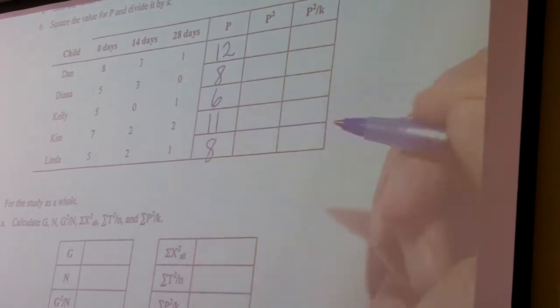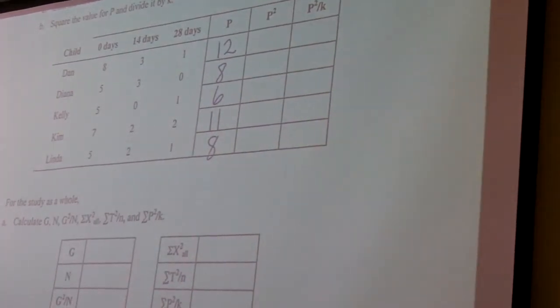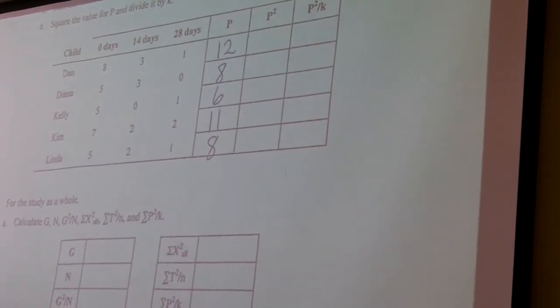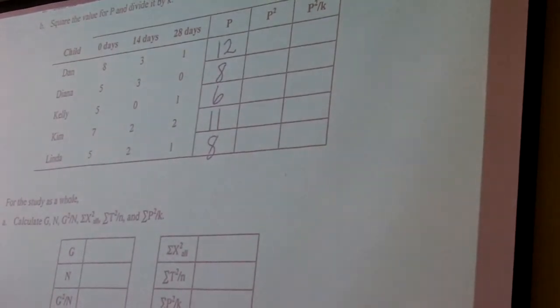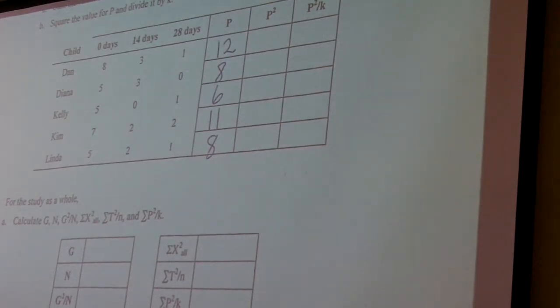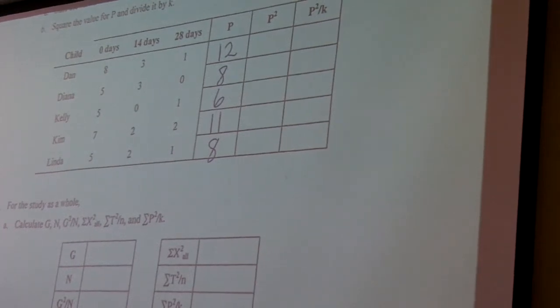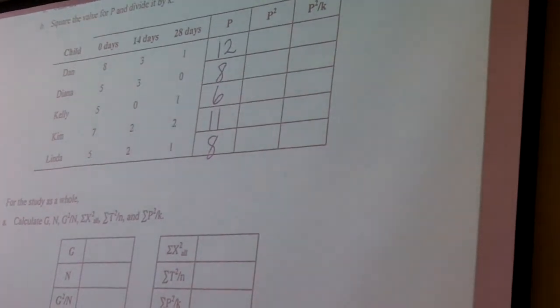Okay. So now, just like we did with T, we did T and then T squared and then T squared over N, where N is the number of scores that contributed to the number we were adding up, because each condition had 5 subjects in it. So now we're going to do the exact same thing, except now what we're going to divide by is K, because that's how many conditions we have. So each subject is contributing data to each condition, because this is a repeated measures design.